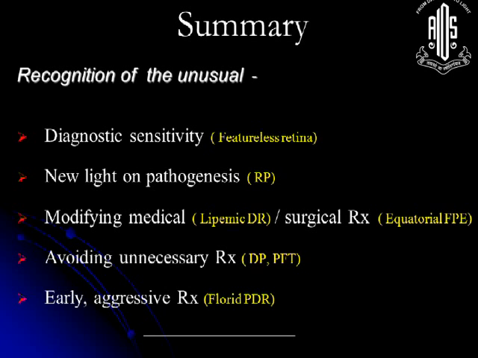So in summary, it is this recognition of these unusual and atypical features which has helped us improve our diagnostic sensitivity, as in the case of featureless retina, helps throw new light on the pathogenesis, as in the case of retinitis pigmentosa, modify medical treatment in the case of lipemic diabetic retinopathy, and surgical treatment, as in the case of equatorial fibrovascular proliferation, doing a vitrectomy for these peripheral TRDs, avoiding unnecessary treatment as with papillopathy and parafoveal telangiectasia, and mandating us and behoving us to institute early aggressive treatment as with florid proliferative diabetic retinopathy. Thank you.